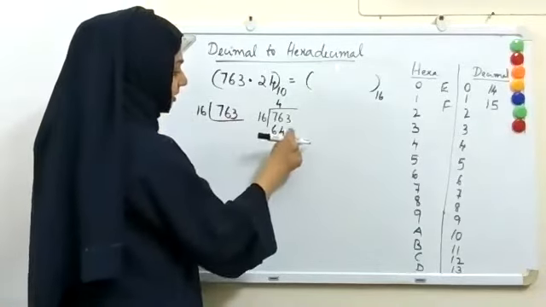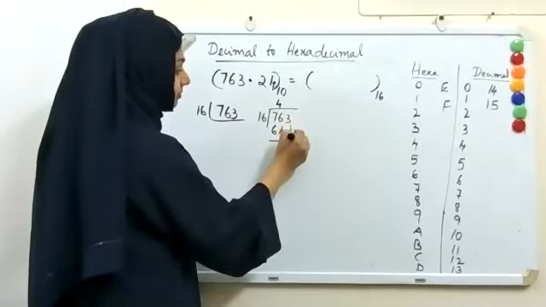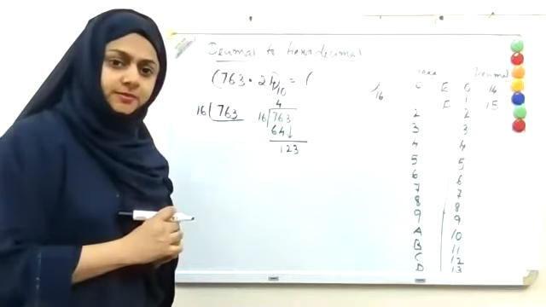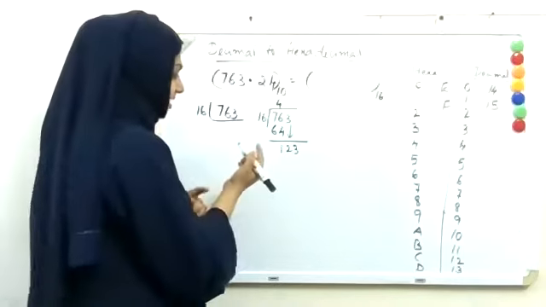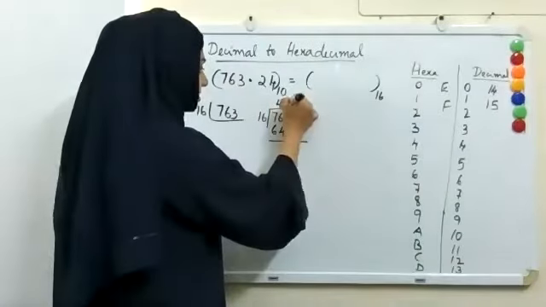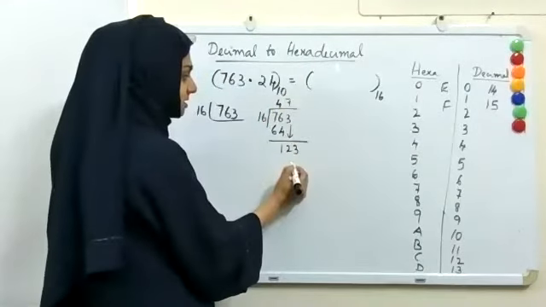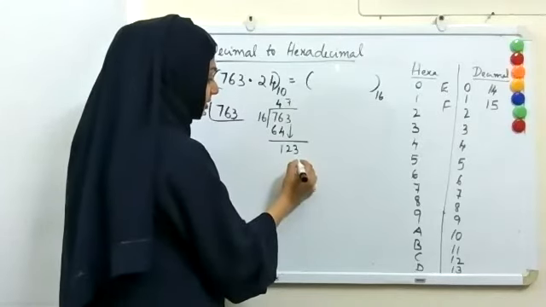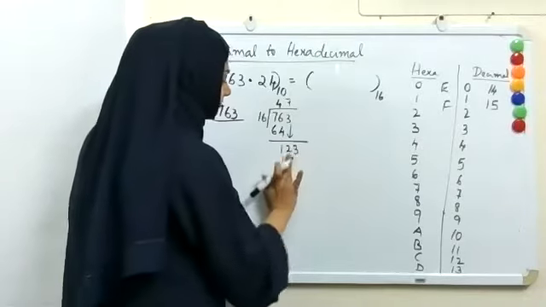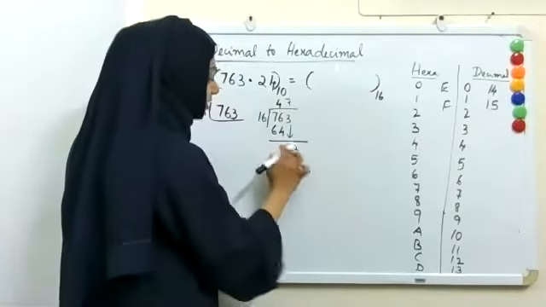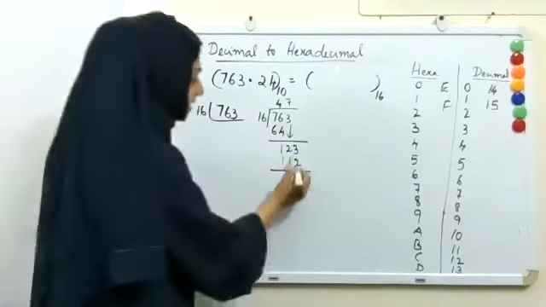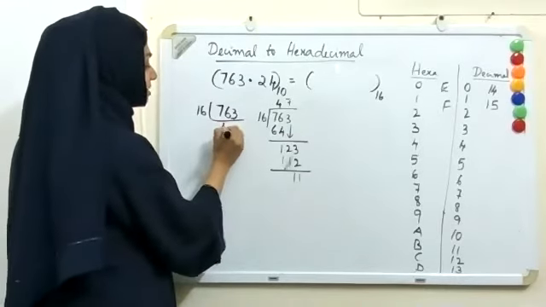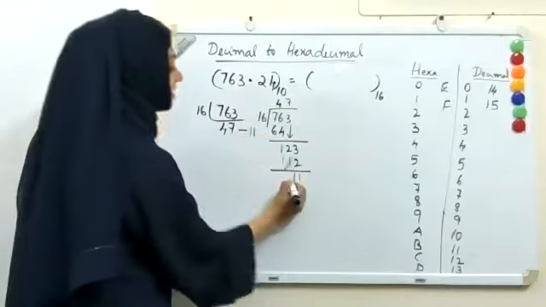And then we have 3 again. So 123 in 16. How many times it will be? 7 times? Okay. What is 7 times 6? 7 times 6 is? 112. So, what is 123 minus 112? 11. 11, right? So, we can write here 47 and the remainder is 11.